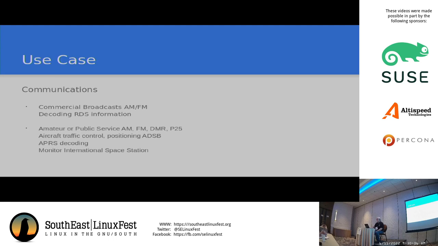So some different use cases to kind of wrap it up. I know I'm droning on here just a little bit, but we'll talk about some possible use cases for these devices. Of course, the hello world of SDR is just using the software to capture and demodulate commercial radio broadcasts, and it does that right out of the box.